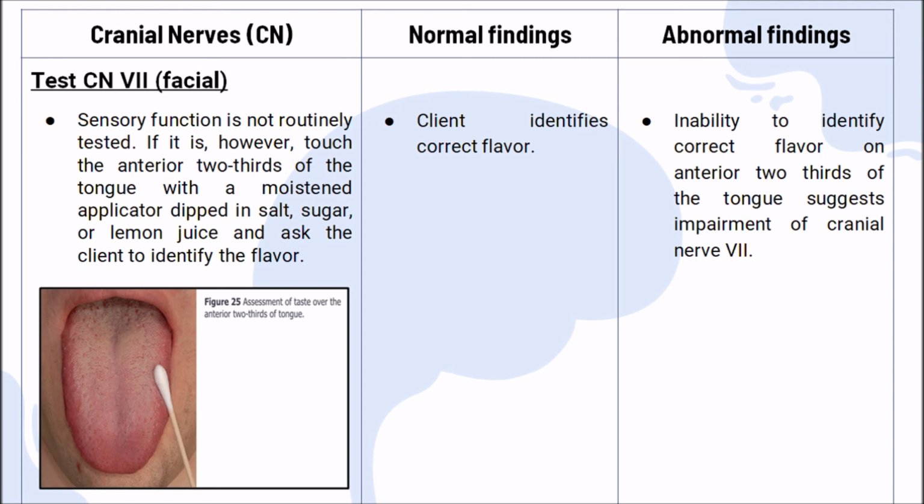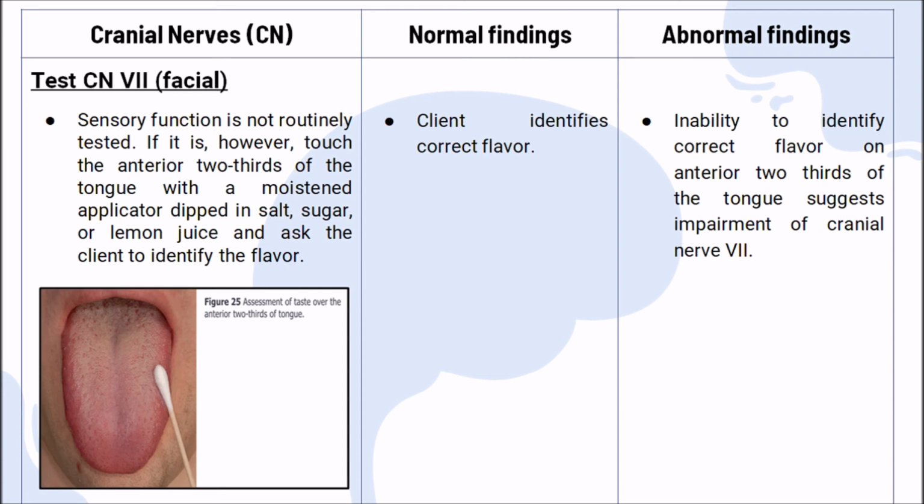If it is, however, touch the anterior two-thirds of the tongue with a moistened applicator dipped in salt, sugar, or lemon juice and ask the client to identify the flavor. If the client is unsuccessful, repeat the test using one of the other solutions. If needed, repeat the test using the remaining solution. Clinical tip: make sure the client leaves the tongue protruded to identify the flavor. Otherwise, the substance may move to the posterior two-thirds of the tongue, the vagus nerve innervation.